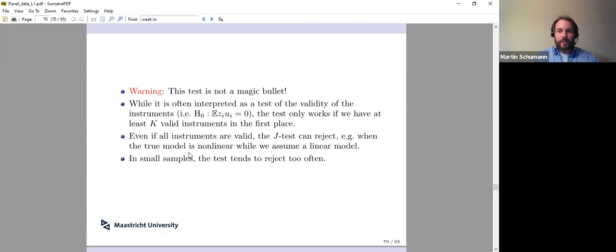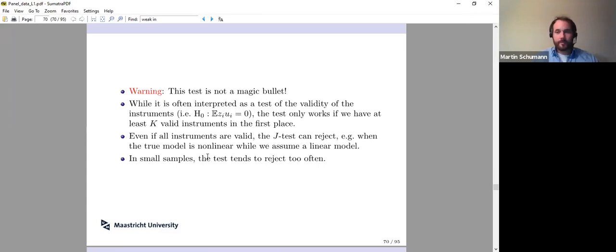Okay, now one problem that you can see in applications is that even if all the instruments are actually valid, so this condition is met for all the instruments, however, your model is actually not a linear model, but it has some nonlinearities that you did not account for, then also the J-test is likely to reject, because again, your model is in total not correctly specified.